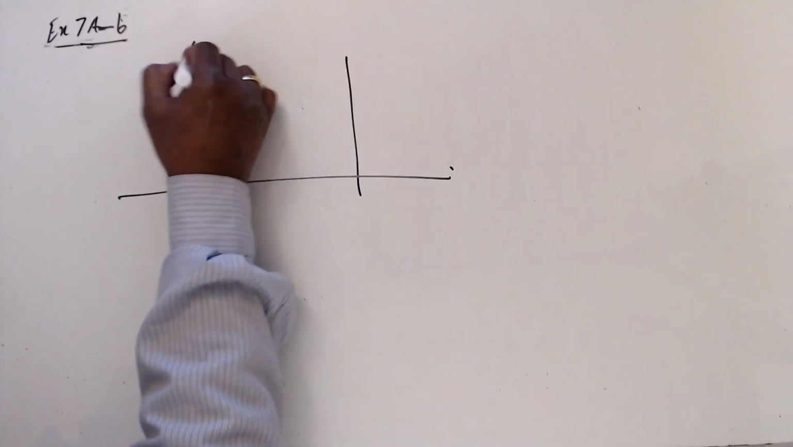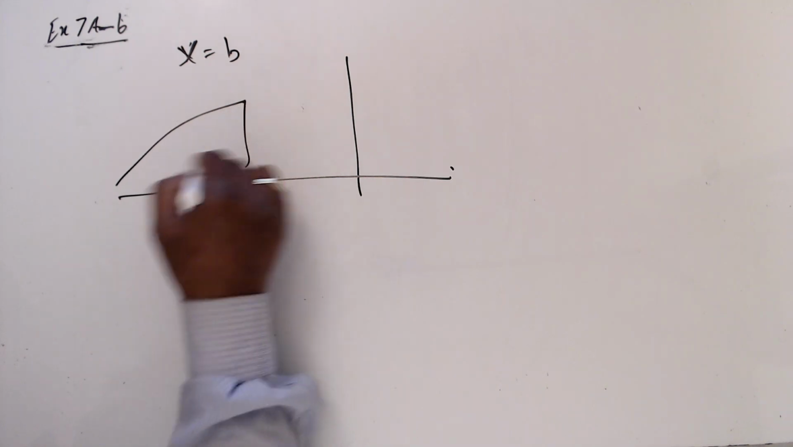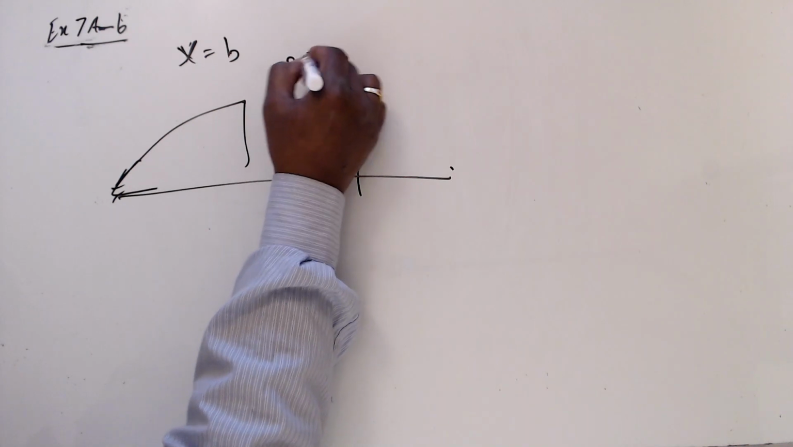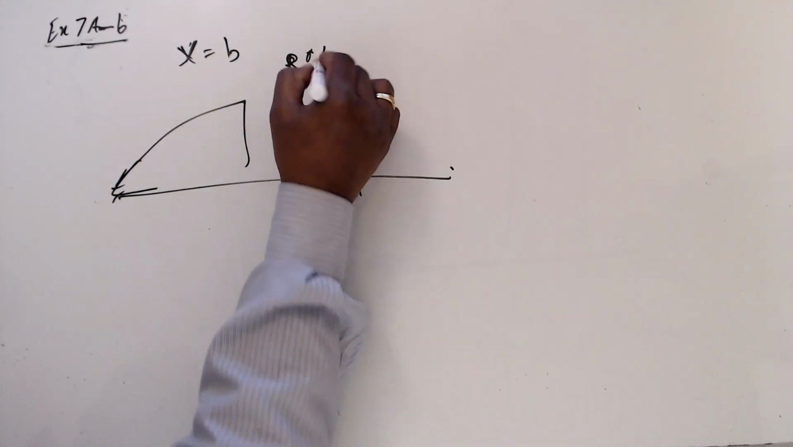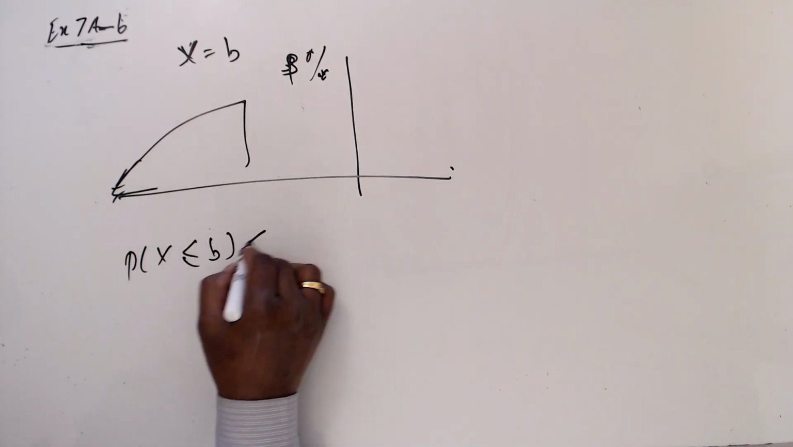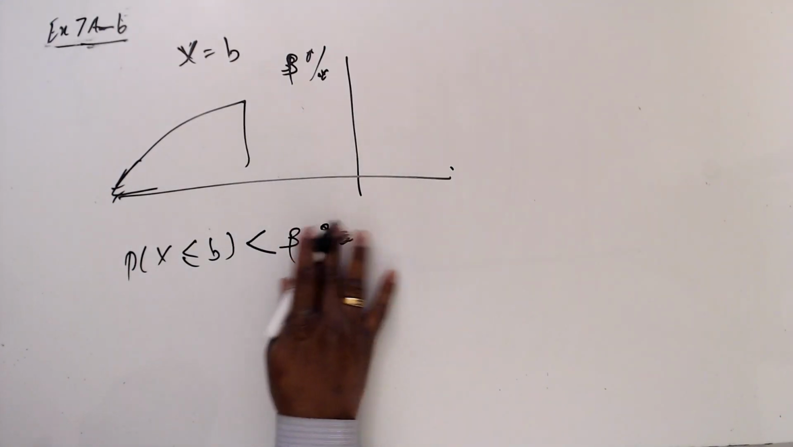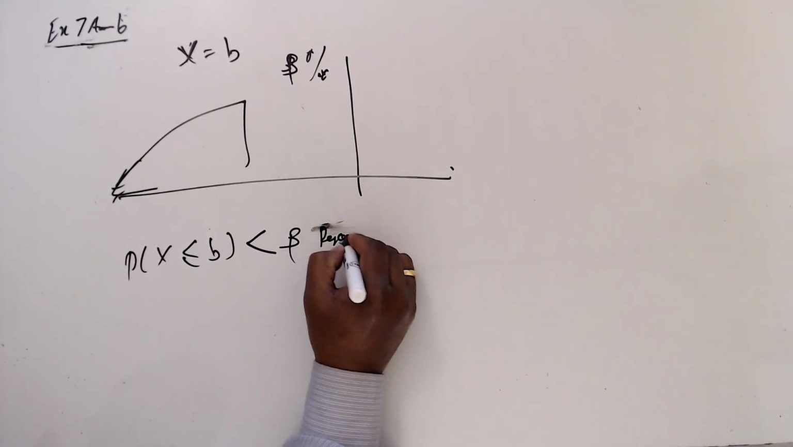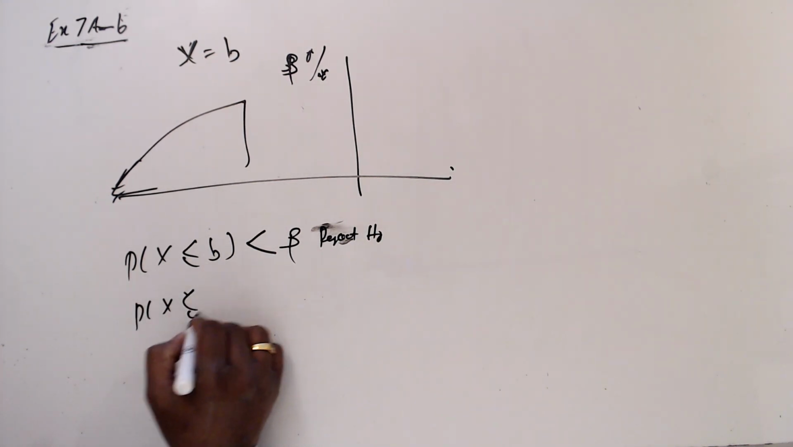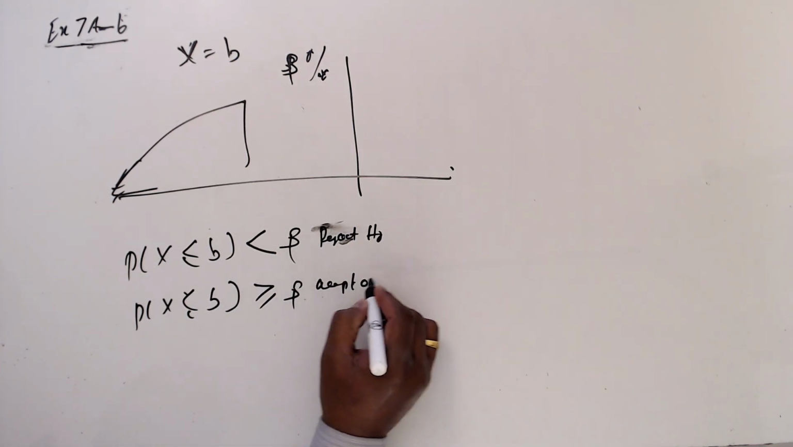I'll revise again the upper and lower tail. For the lower tail, let's say the statistic is X and the value is b, and the significance level threshold is beta percent. Then if probability of X less than or equal to b is less than beta, reject H naught. If probability of X less than or equal to b is greater than or equal to beta, accept H naught.